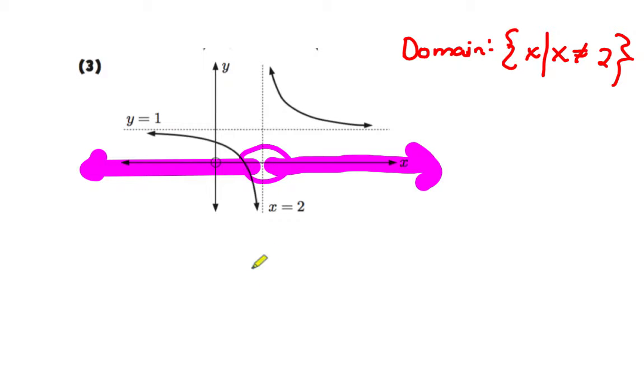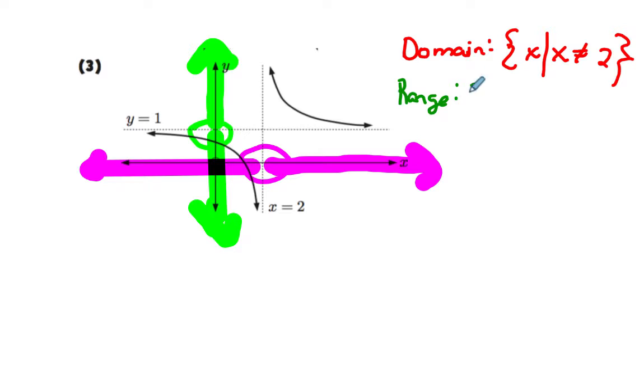And now let's look at our range values. So we start forever in the negative direction. We go up till we hit this horizontal asymptote at y equals 1. We don't have any values at y equals 1, but then we go back up. So again, it's all the real numbers except for y equals 1. So I'd say my range is y such that y is not equal to 1.